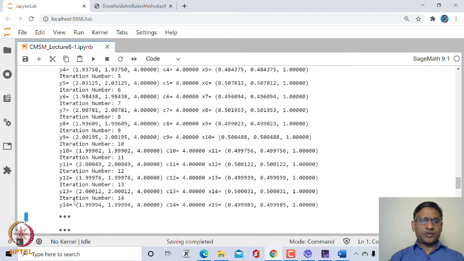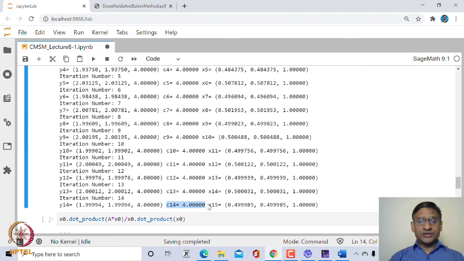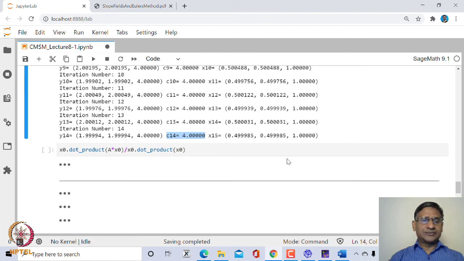in this case again we require 14 iterates, and in this case the dominant eigenvector is 0.499, which is approximately 0.5, and 1, and the eigenvalue is 4. So, this Ck is giving you the eigenvalue because we scaled at every stage, that is, we looked at the maximum of the entry.